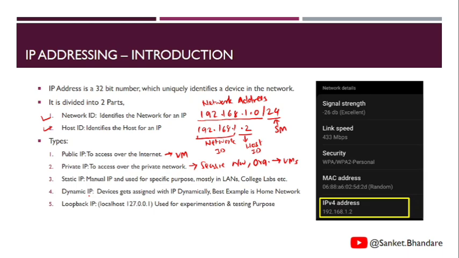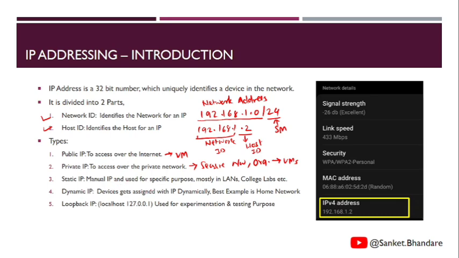So next type of IP is static IP. These IPs are basically manually assigned to the devices, and these are used for specific purposes. You might have seen mostly in LANs or college labs that we assign some static IPs to the devices in order to access internet within a college or universities. So static IPs are fixed IPs, and these IPs don't change unless we change them.